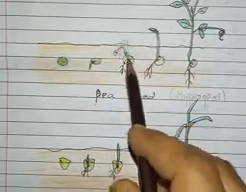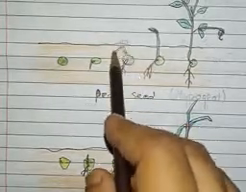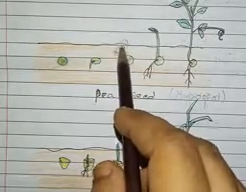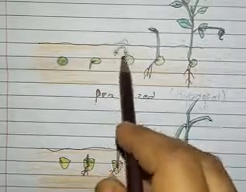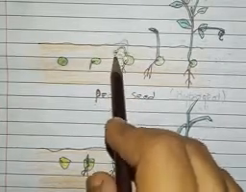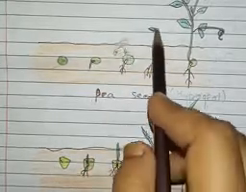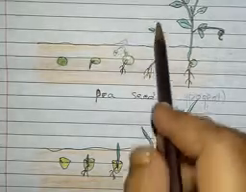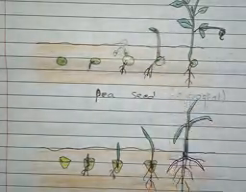It will grow in the arched form and come out of the soil, because when this portion is towards the soil, it pushes the soil and comes out. So it is protecting the delicate parts of the shoot. Once it is out of the soil, it will start growing straight. So we have the root system and shoot system both produced, and this stage is called the seedling stage.